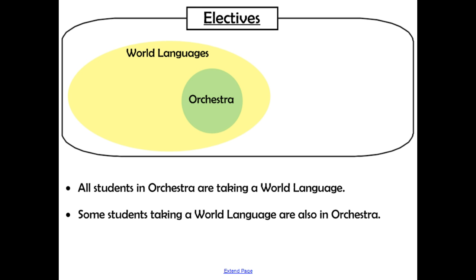In a Venn diagram like this, when the orchestra circle is completely inside of the world languages circle, we can make a couple different statements. All students in orchestra are taking a world language, or some students taking a world language are also in orchestra.